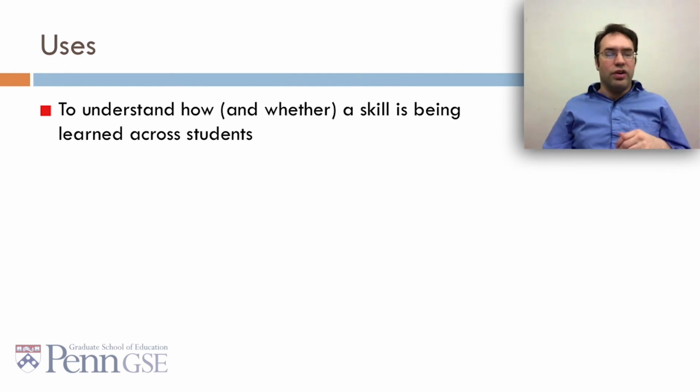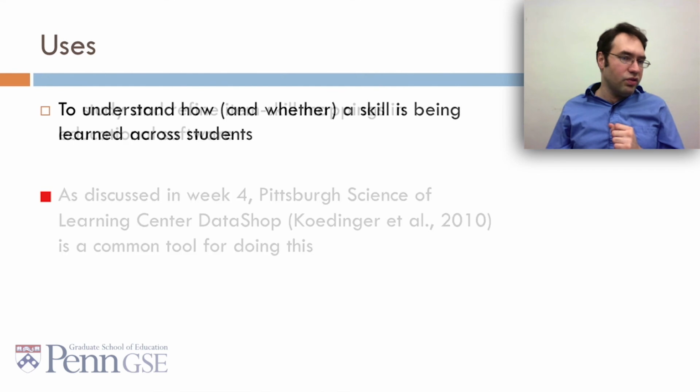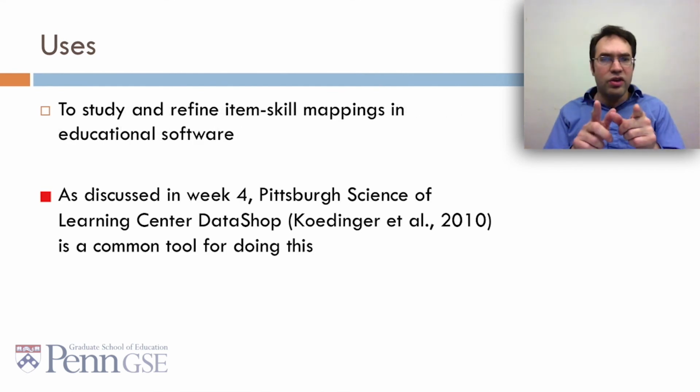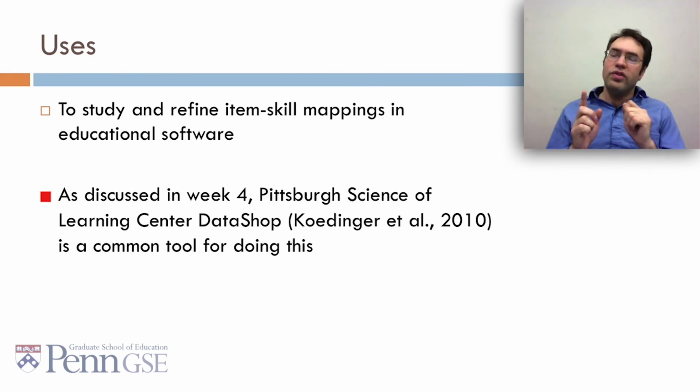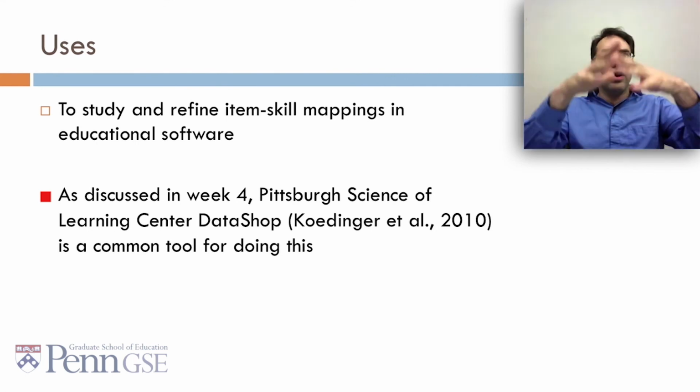So how do you use these learning curves? First of all, to understand how and whether a skill is being learned across students. A second use is to study and refine item skill mappings in educational software. Now, as discussed in week 4, the Pittsburgh Science of Learning Center DataShop is a common tool for doing this. However, because of the noise in these kinds of graphs, people don't use them very often to study individual students. They use them more often to study whole curricula or whole skills.